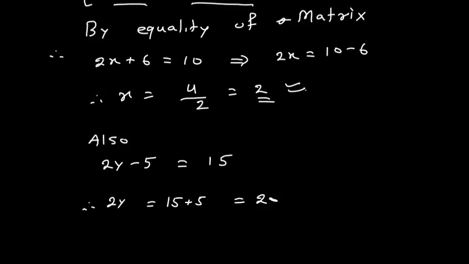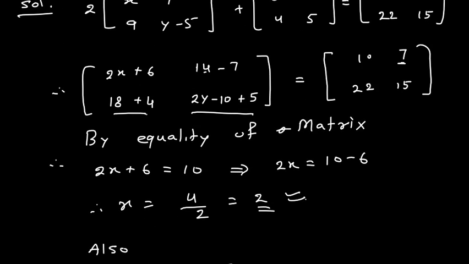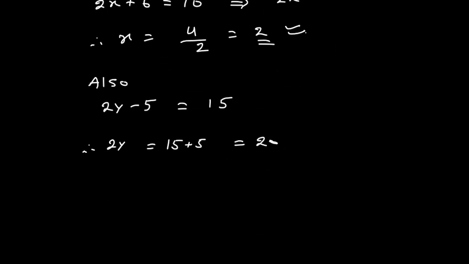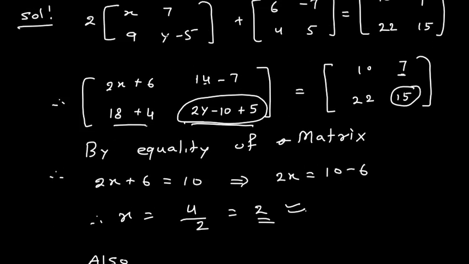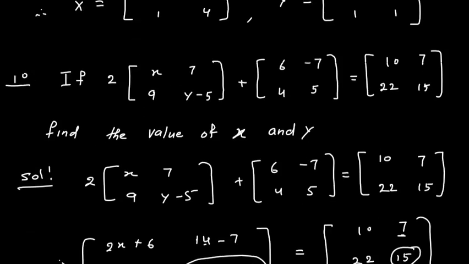Now how is this 2y minus 5 equal to 15? See, compare. You compare this part with this part. 2y minus 10 plus 5 is equal to 15. So on solving, we get the value of y is equal to 20 divided by 2, and 20 divided by 2 is 10. So I got the value of x is 2 and the value of y is 10. This is the value of x and y. This is the 10th question. Now let us proceed with the 11th question.